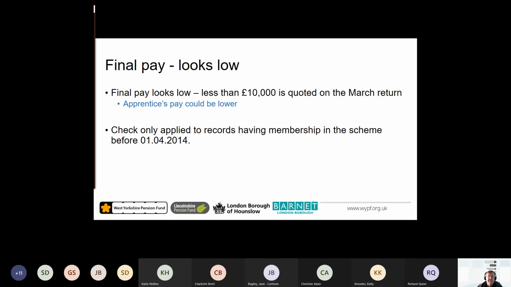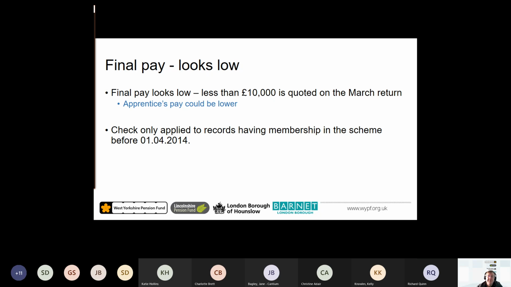If the final pay when it comes through looks low, less than £10,000 is the cut-off point on the March return, then it's going to block. We are going to ask for clarification. We do appreciate that the pay for apprentices could theoretically be lower, but we've got to set the bar somewhere, so it's £10,000.